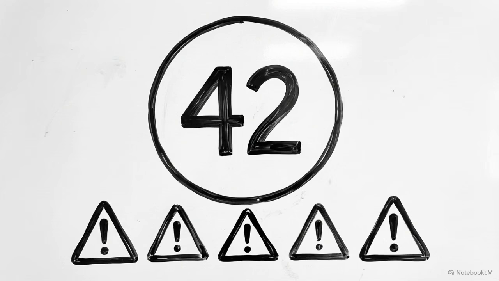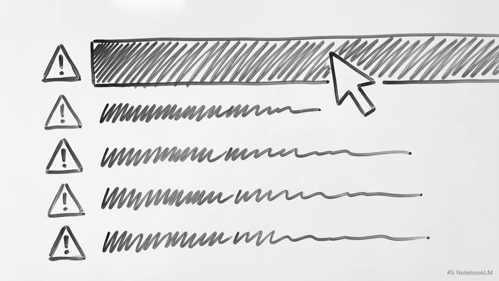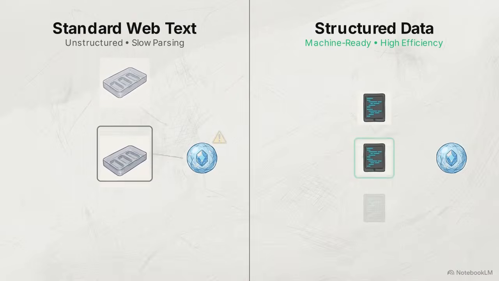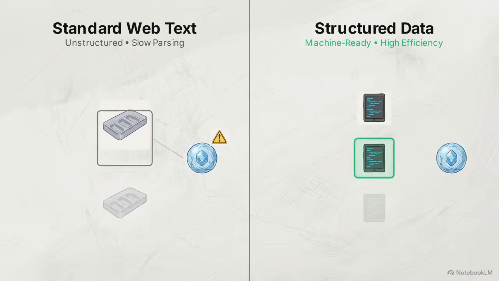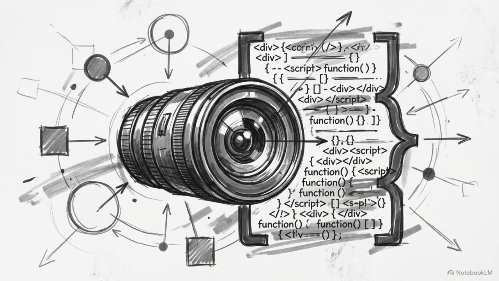Do not be concerned if your initial report shows several red flags. These markers identify the specific data points that we will restructure in the next step. While AI models can read standard web text, they prioritize structured data for efficiency. Identifying these blind spots allows us to translate human-oriented content into a format machines can index more accurately.